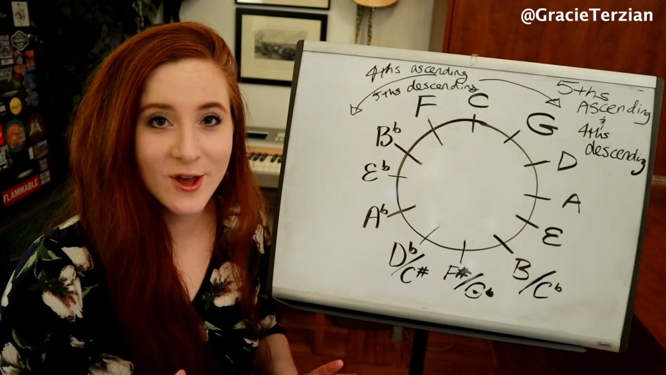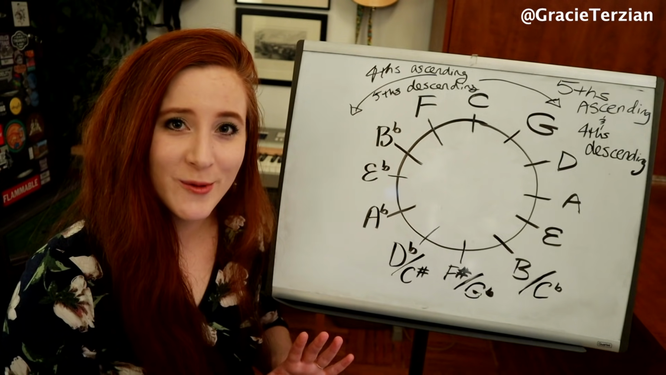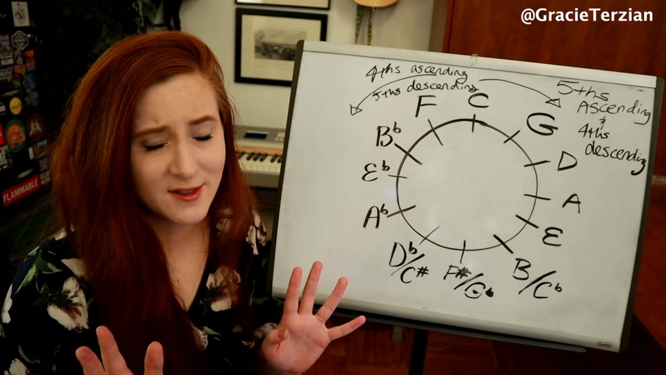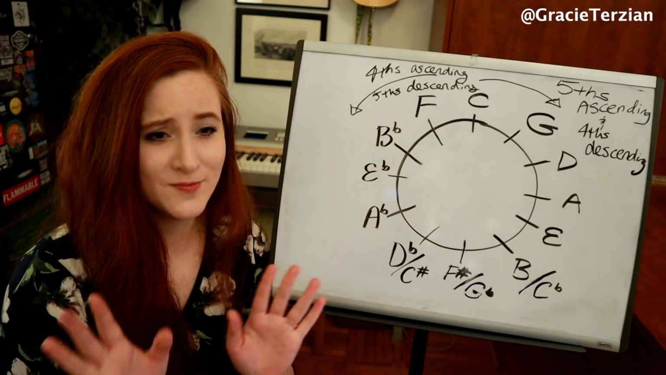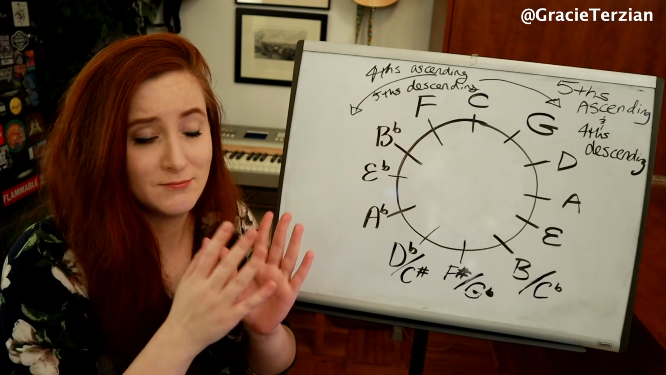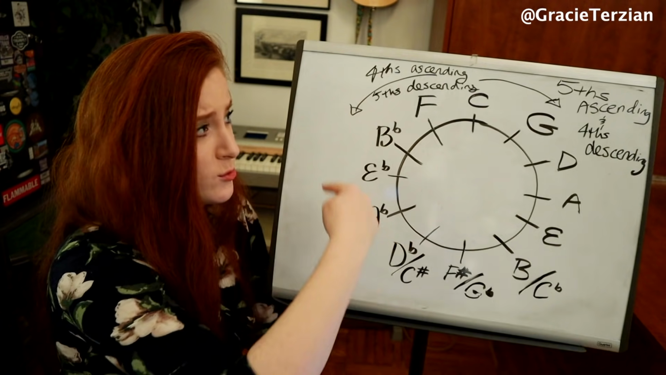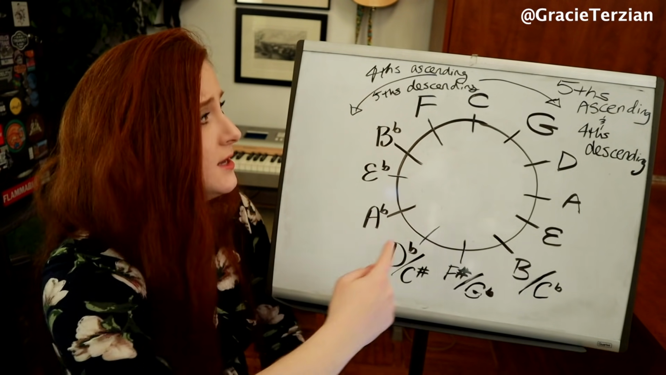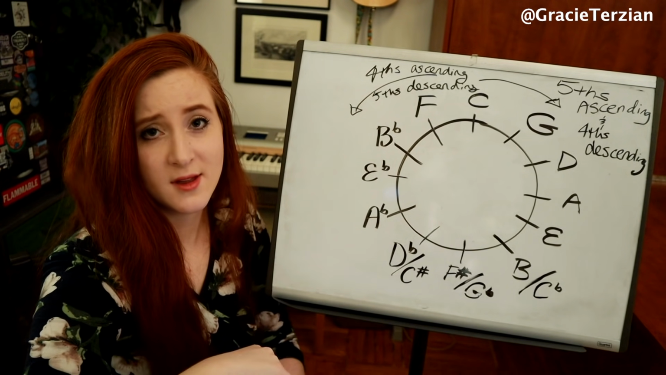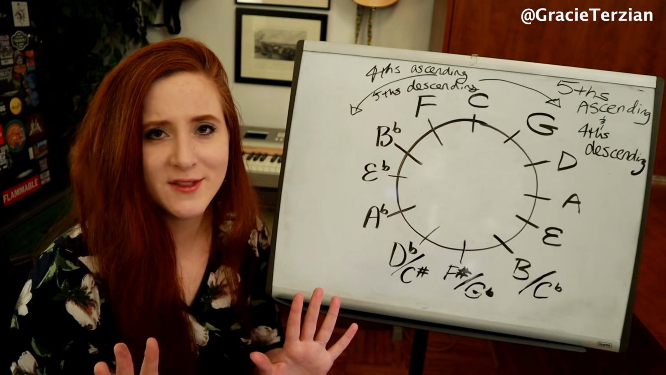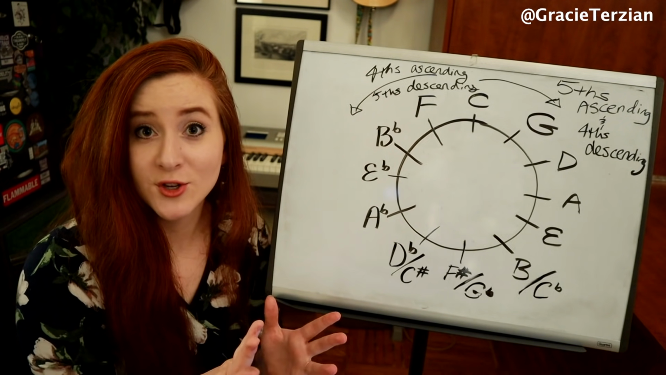Whew! I know that might be a lot to soak in right now. Don't worry about it too much. If you don't even want to think about the descending stuff right now, you don't need to. For now, you could just think about the fifths and fourths ascending. So if you move clockwise, it's fifths ascending. If you move counterclockwise, it's fourths ascending. First, just think about that. Don't worry about the descending right now, but it is good to know both.